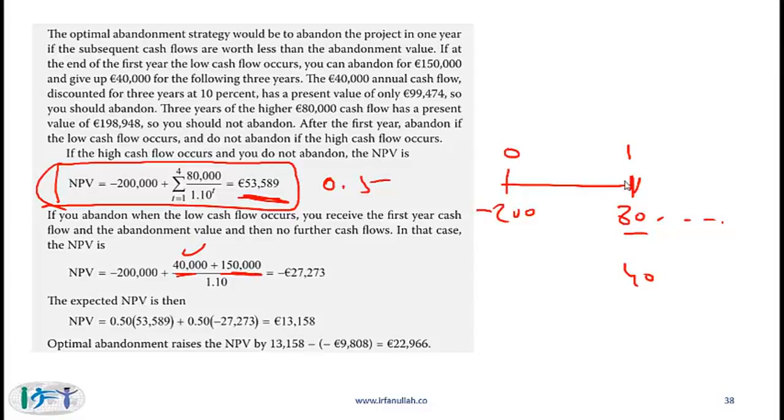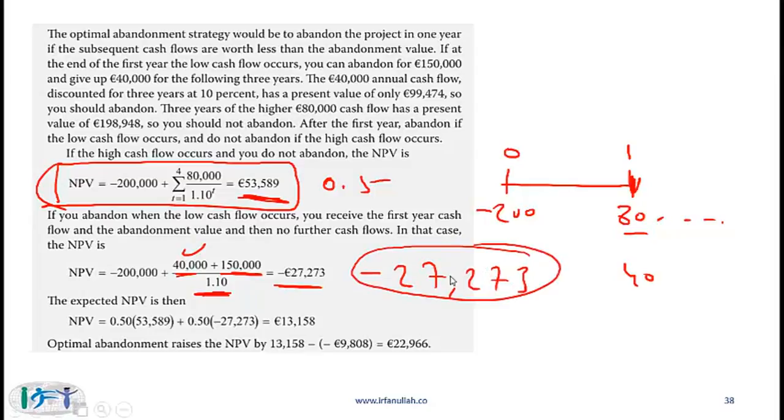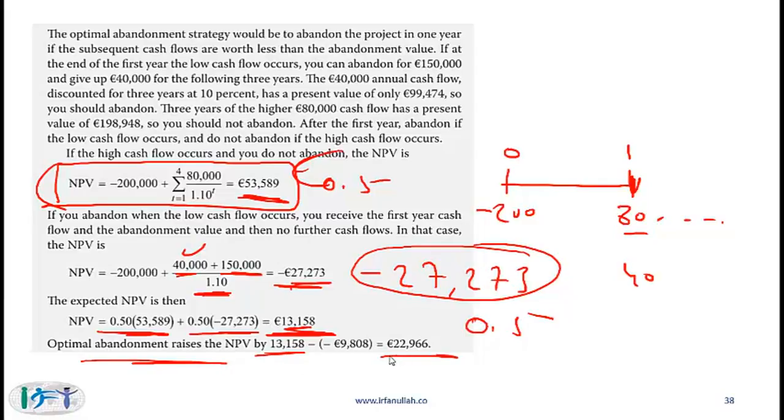So how much money will you collect over here? 190, discounted at 10%, and the present value there is minus 27,273. What's the probability of this NPV? 0.5. So what is the NPV of the project considering the abandonment option? It is 0.5 into this number plus 0.5 into this number, which is this number. So now this becomes a positive NPV project. With that abandonment option, you will actually go forward. In other words, the abandonment option has actually raised the NPV by almost 23,000, which is substantial.